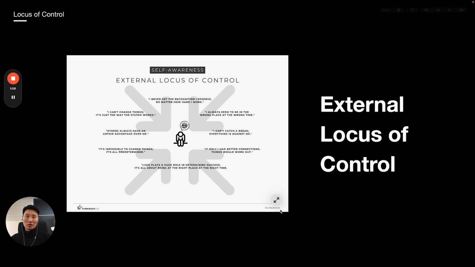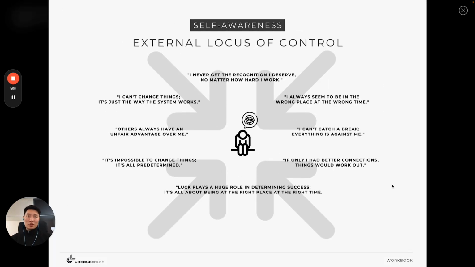External locus of control. A person sitting there and there's lots of overthinking going on. What kind of examples of thinking can happen? External forces, you can see there's gray arrows affecting this poor guy, and he's sitting there on the pavement thinking like, oh, I never get the recognition I deserve. I can't change things. This is just the system, or others always have an unfair advantage over me, and it's impossible to change things. Everything is predetermined, or luck.